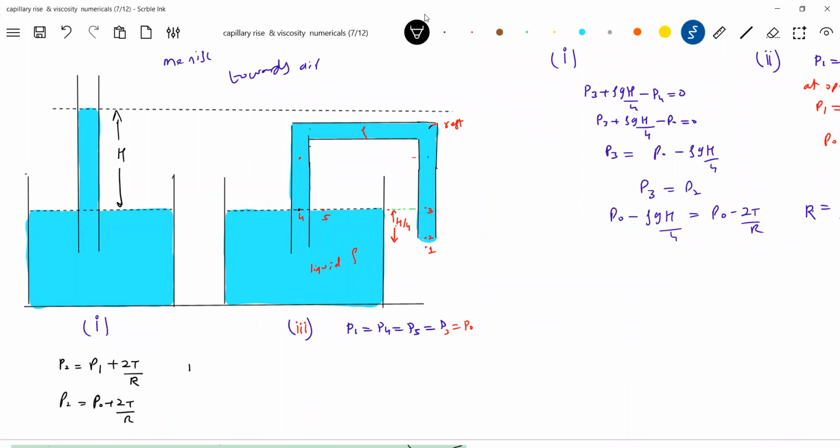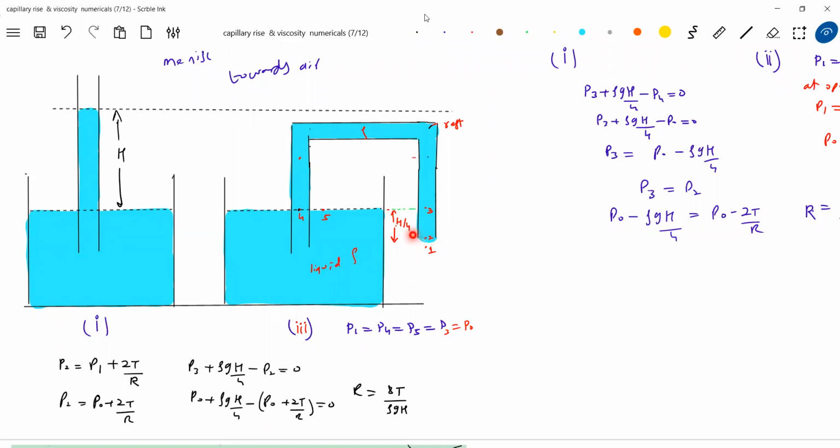Let's write a manometric equation. P3 plus rho G H by 4 minus P2 equals 0. What is P3? P naught. Rho G H by 4. What is P2? P naught plus 2T by R. So what is R equal to? Water should flow? No, water will not flow. The reason is that the force due to surface tension is able to balance the weight of this particular liquid column. Getting the idea?